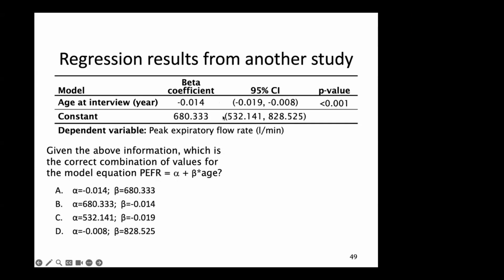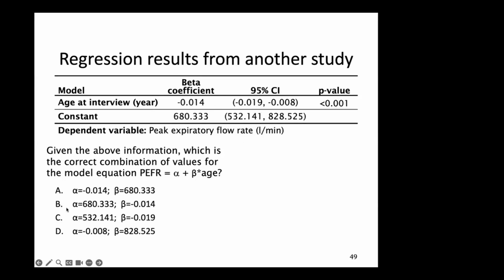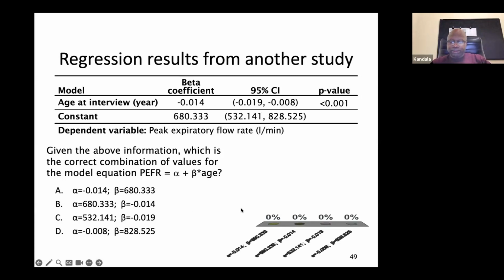It's B, sir. B, yes. B: alpha is the constant. Yes, it is here. And beta is the slope. Yes, correct. So this should be clear to you as experts.